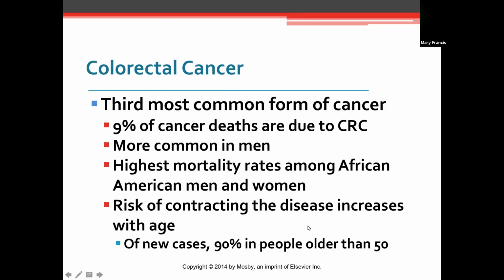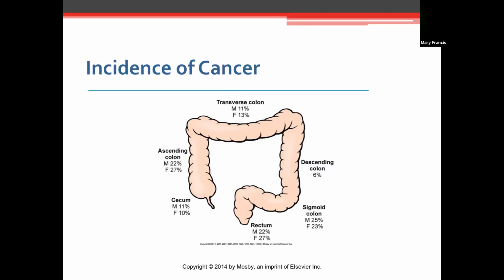Colorectal cancer is the third most common form of cancer. 9% of cancer deaths are due to colon cancer. It is more common in men. The highest mortality rate is with African American men and women, and the risk of contracting the disease increases with age. The incidence of cancer along the bowel, as you can see, is most prevalent in the ascending colon, the sigmoid, and the rectum.